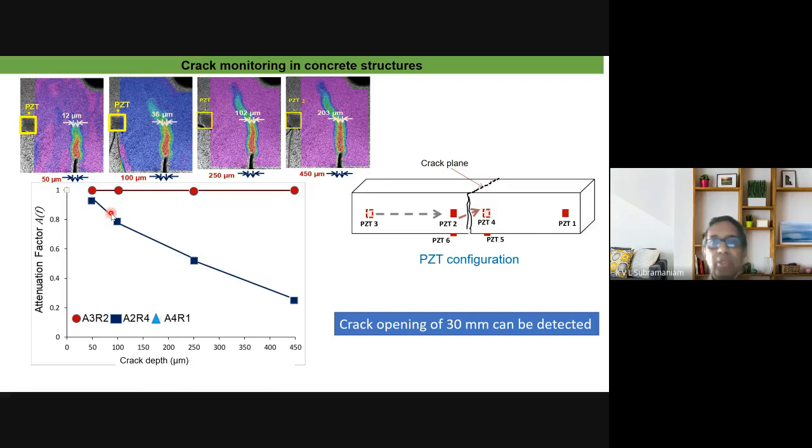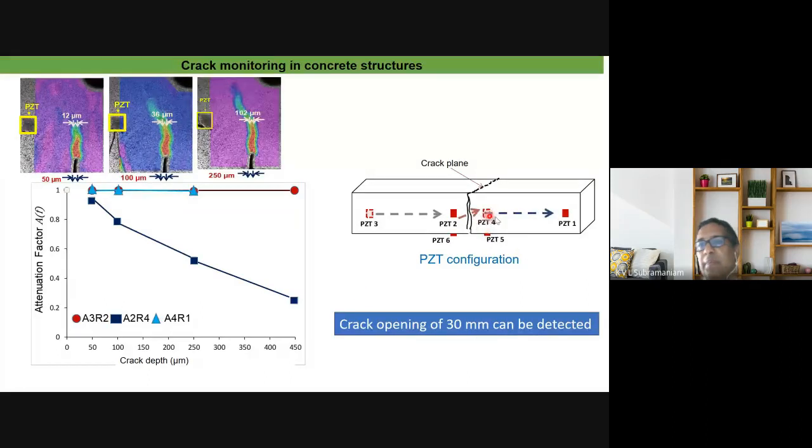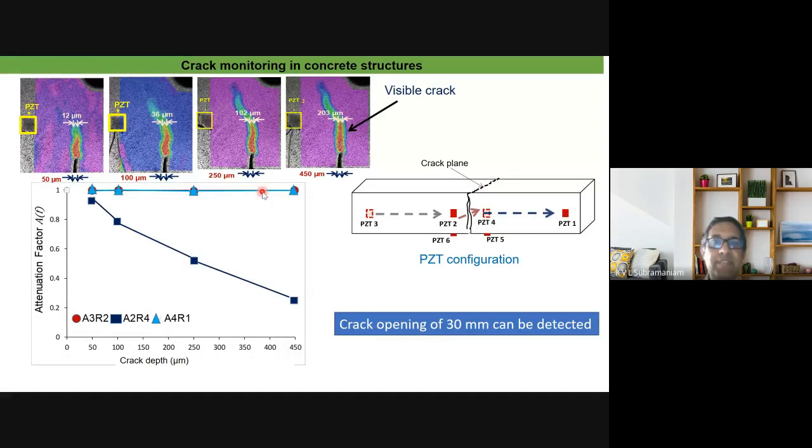So we are able to track the crack opening very clearly with this particular measurement. We are able to locate cracks down to almost 10 microns or so. Crack openings of about 10 micrometers can clearly be detected using these PZT patches. And of course, when we take the stress wave path between 4 and 1, which is also on the other side of the crack, we see that there is no change in the attenuation factor.